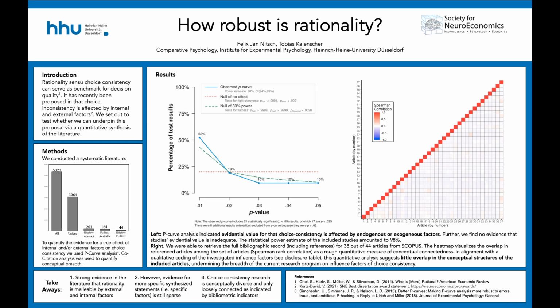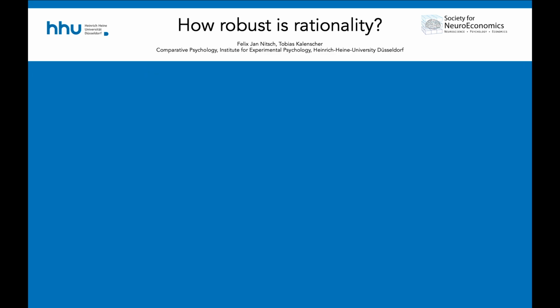How robust is rationality? Rationality in an economic sense is closely linked to expected utility theory and essentially captures the capacity to choose the subjectively best option according to one's preferences. 20th century economists were able to show that choice consistency is a necessary and sufficient condition for this.